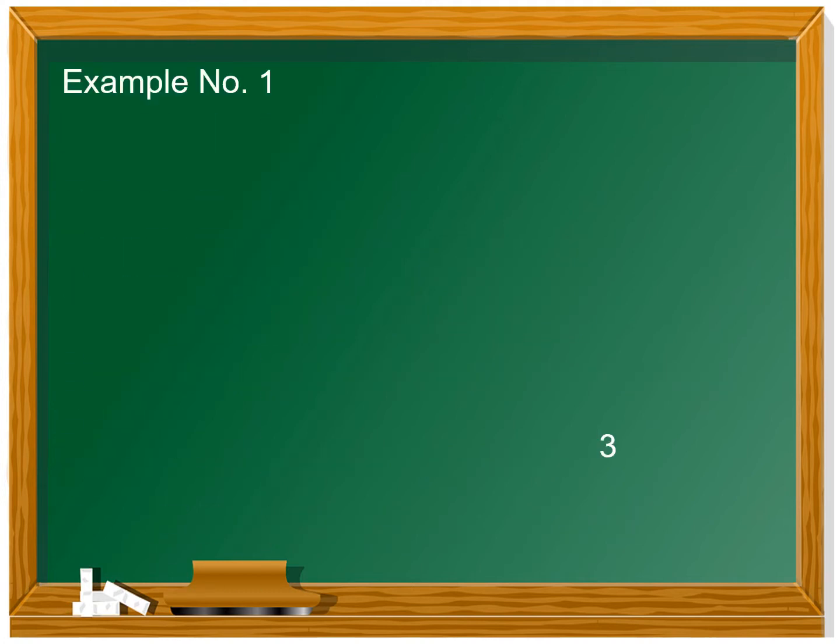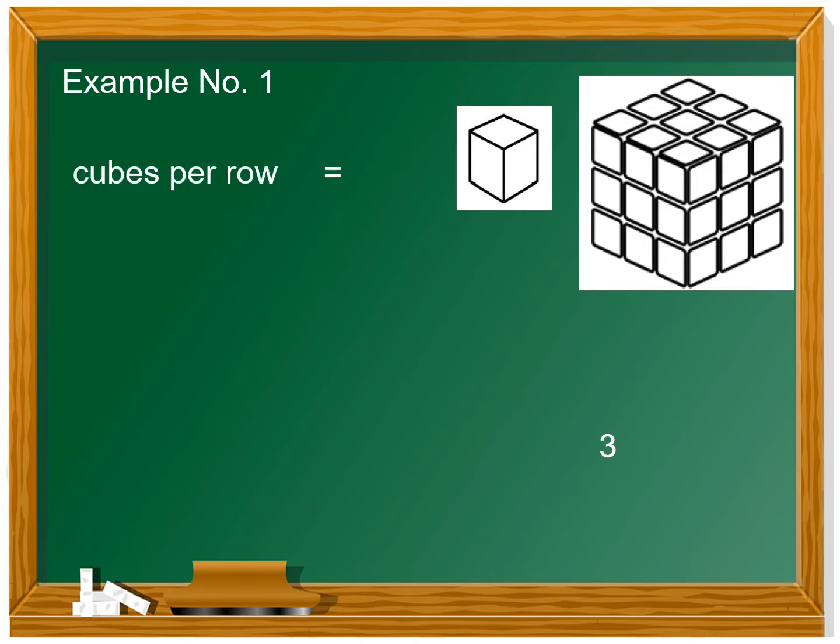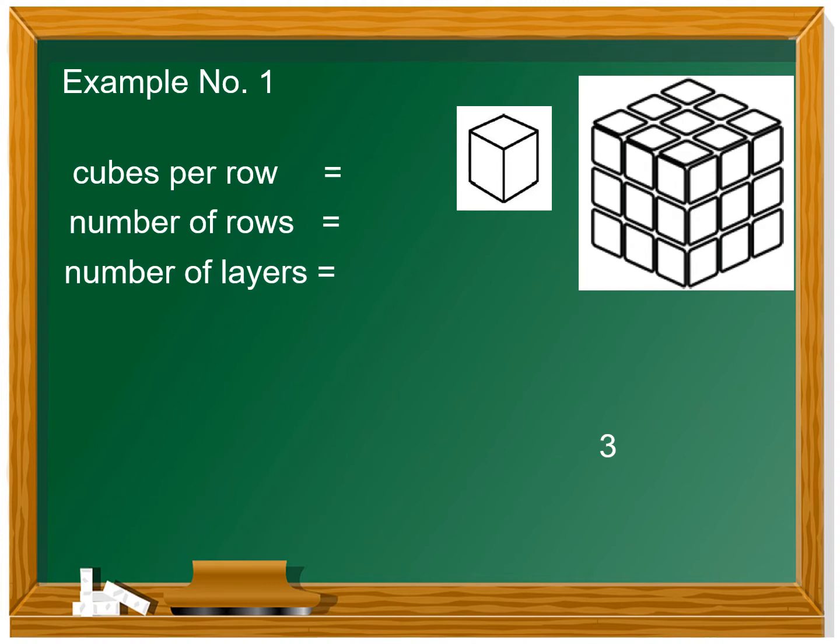Let's have example number 1. Based on the given figure, let's identify the following: cubes per row, number of rows, number of layers. So we have 3 cubes per row, 3 rows, and we have 3 layers.